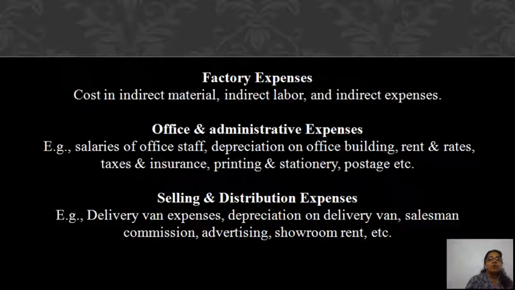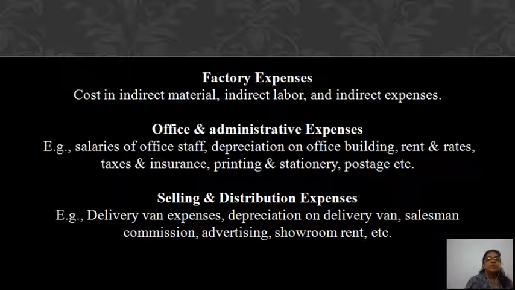The next one is office and administrative expenses. So how do I define that? Any expenditure, that is indirect expenditure, which is incurred in the office premises is known as office and administrative expenses. The examples for these are salaries of office staff, depreciation on office building, rent and rates and taxes, etc.